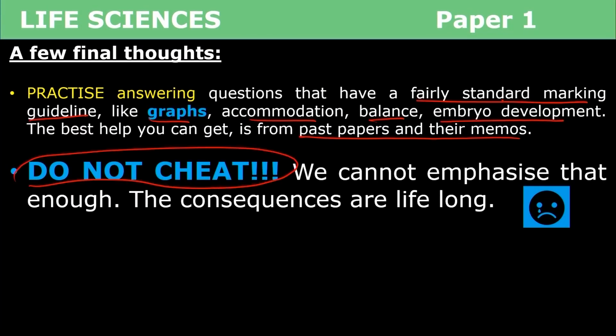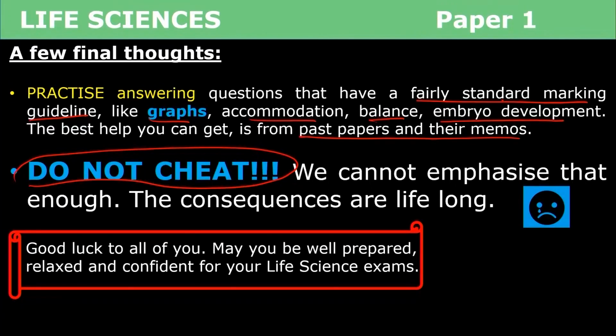I cannot emphasize how important it is that you stay away from cheating, right? It's quite important because the consequences of cheating can be lifelong. You can be banned from writing matric for years. So it's a criminal offense. Don't do it, right? So guys, this is all that I had for paper 1.